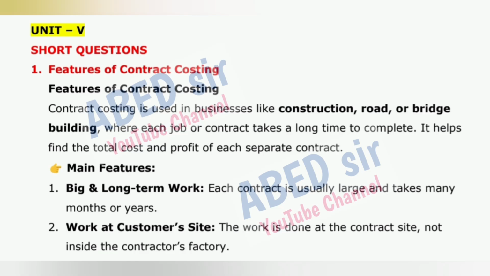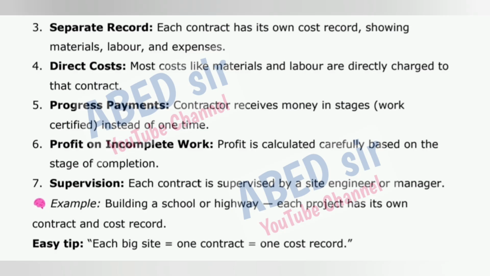2. Work at customer's site. The work is done at the contract site, not inside the contractor's factory. 3. Separate record. Each contract has its own cost record, showing materials, labor, and expenses. 4. Direct costs. Most costs like materials and labor are directly charged to that contract. 5. Progress payments. Contractor receives money in stages, work certified instead of one time.